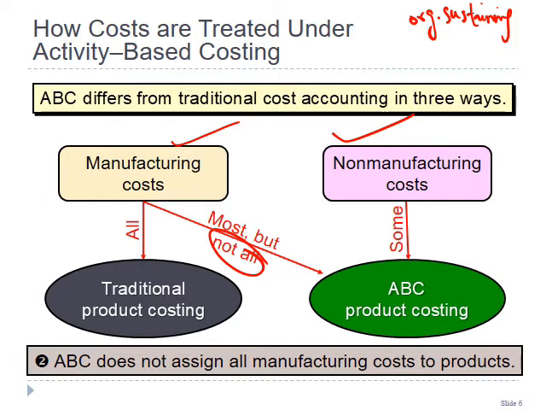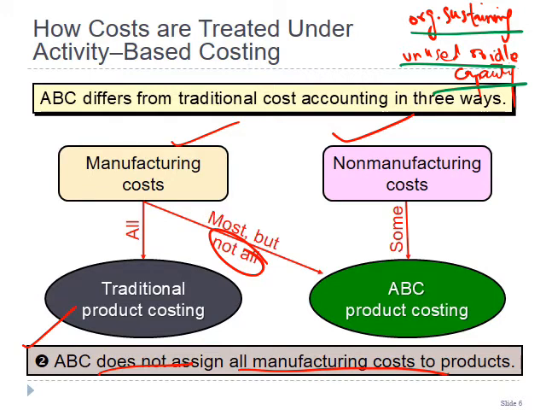And the second one is unused or idle capacity, right? Ideally that is a part of manufacturing cost, but ABC does not include these two costs: organization sustaining cost and idle capacity or unused capacity cost. So we can say that the second difference is that ABC does not assign all manufacturing costs to a product.